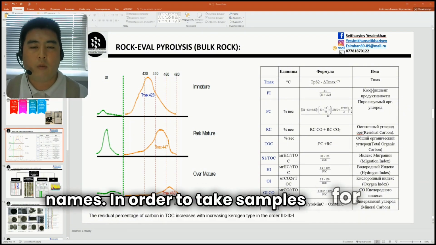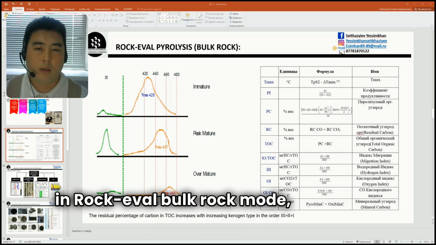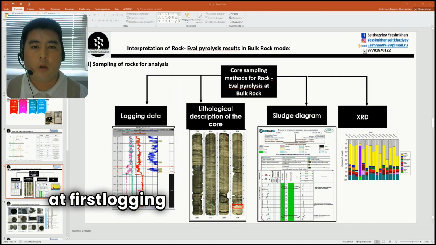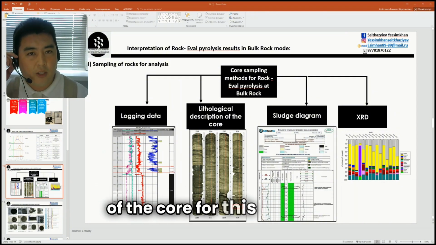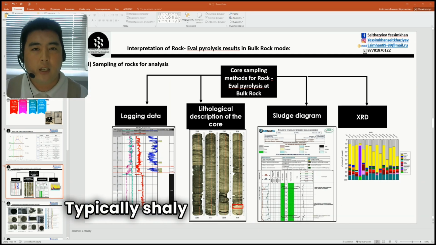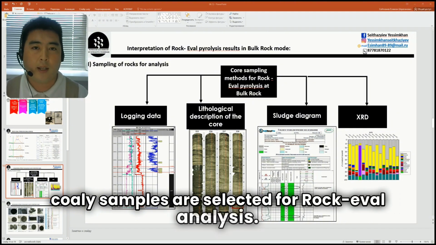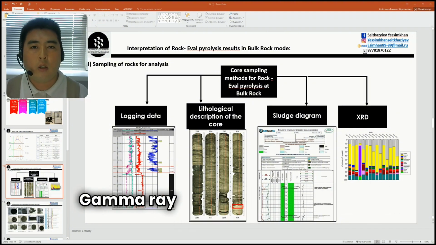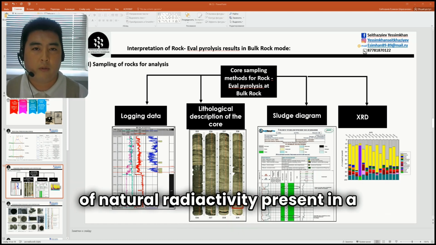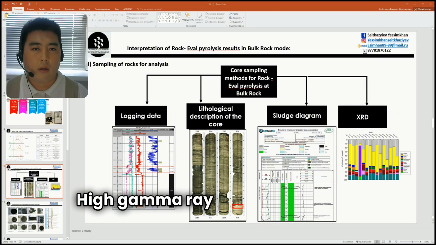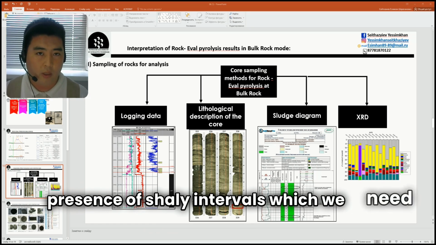In order to take samples for source rock analysis in Rock-Eval bulk rock mode, we usually look at first logging data and then lithological description of the core. For this analysis, typically shaly rocks, mudstones, and coaly samples are selected for Rock-Eval analysis. Gamma ray logging measures the strength of natural radioactivity present in the formation. High gamma ray values in the log indicate the presence of shaly intervals, which we need for this analysis.